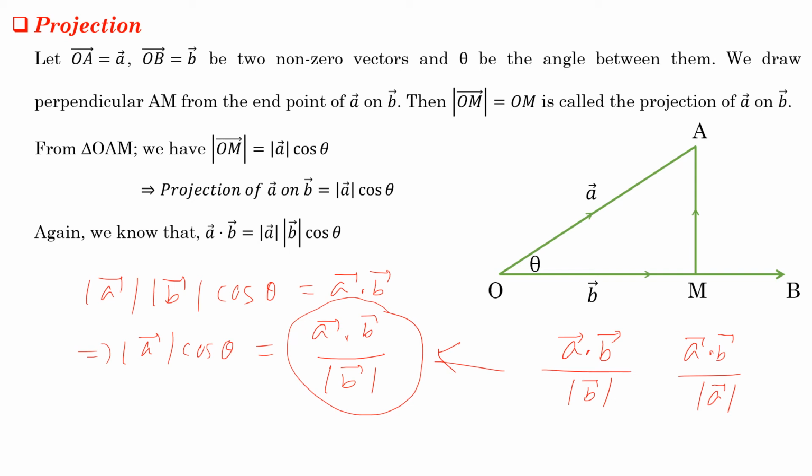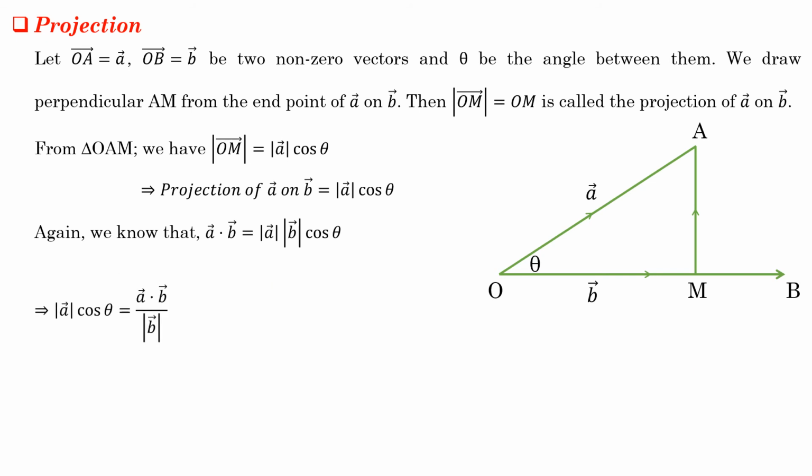So on B bar, projection of A bar on B bar, you write A dot B as the numerator, with B bar in the denominator. Then on A bar, you write A dot B as the numerator, with A bar in the denominator. In both cases the numerator is A dot B. Is that clear? Hope you understood this.